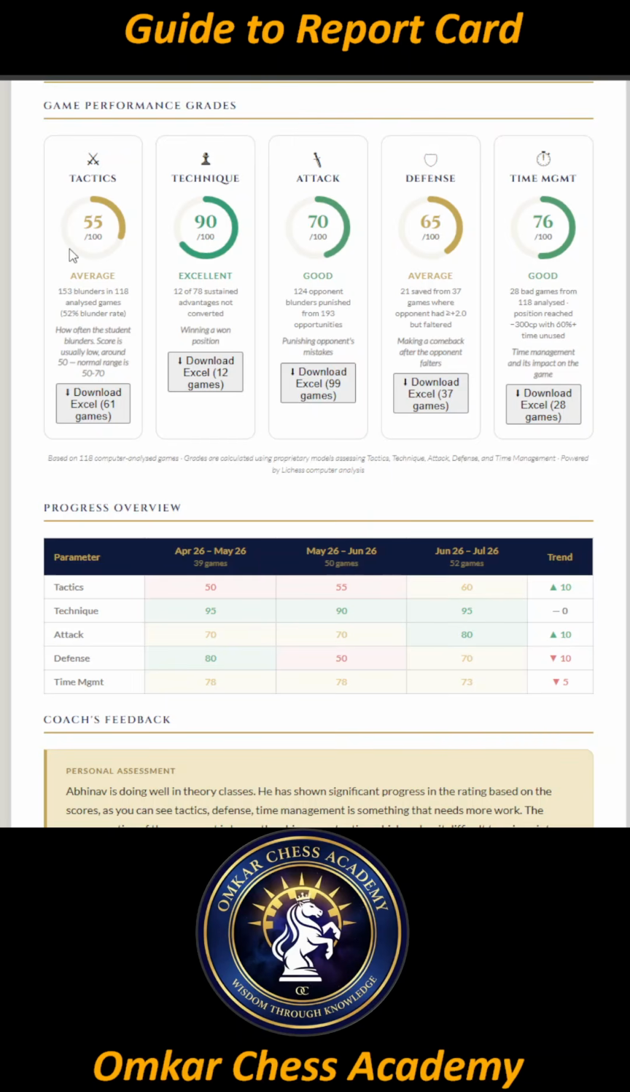So usually blunders are quite common in chess, so for the blunder rate, the score will always be low, so 50 to 70 is a very good range. In the other four parameters, it's possible to score higher, above 90. So technique is how many times the winning position was converted. Attack is punishing opponent's mistakes.